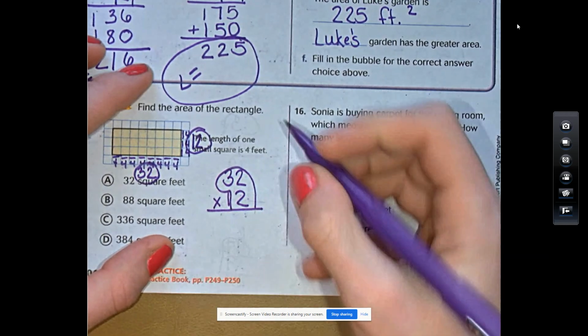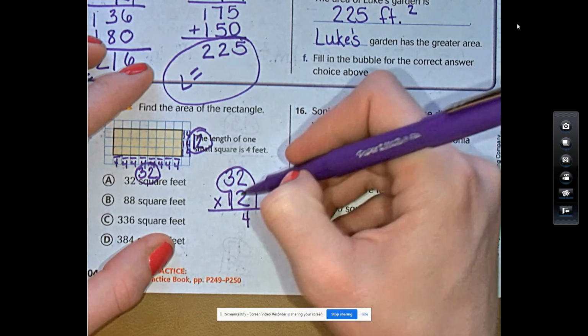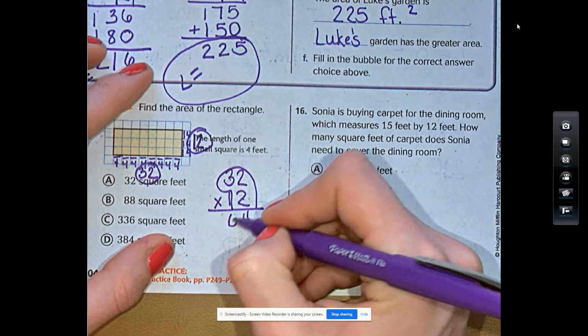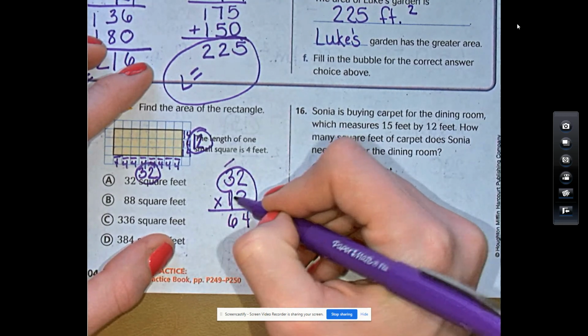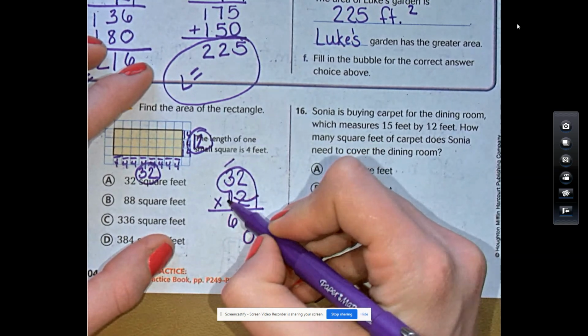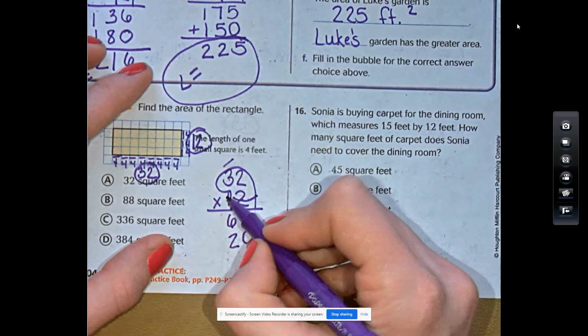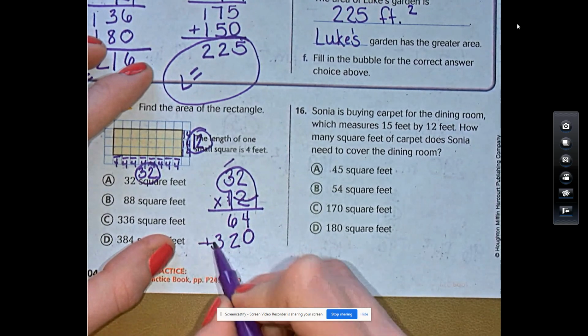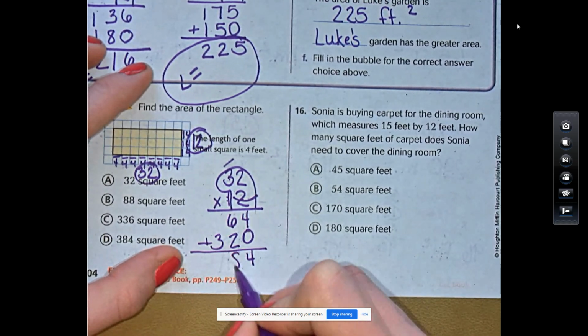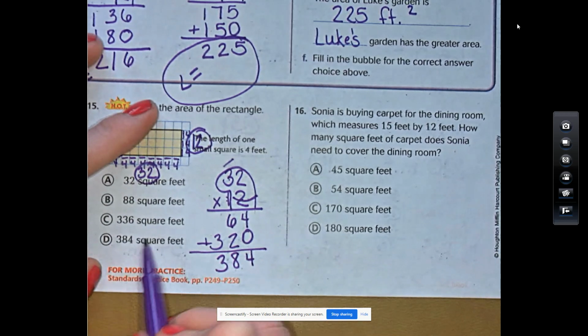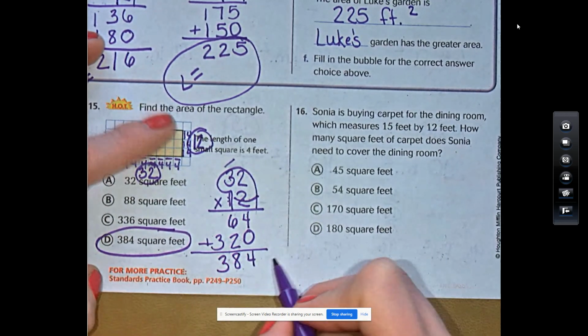2 times 2 is 4. 2 times 3 is 6. Cross off carried numbers, draw a collar, lay an egg. 1 times 2 is 2. 1 times 3 is 3. Add them up. 384 square feet.